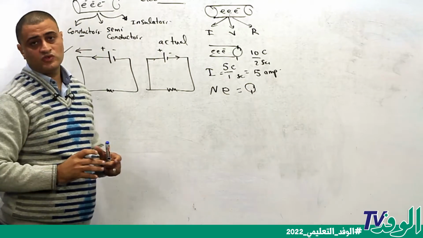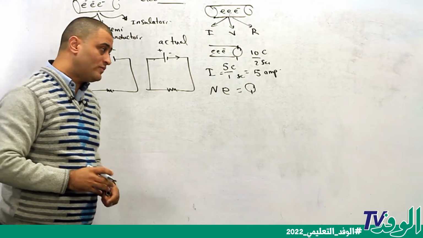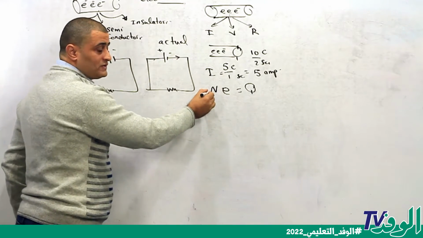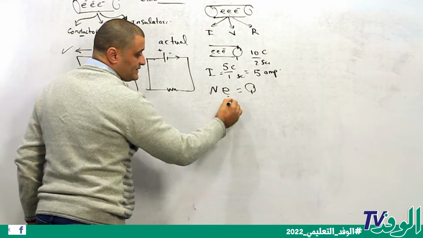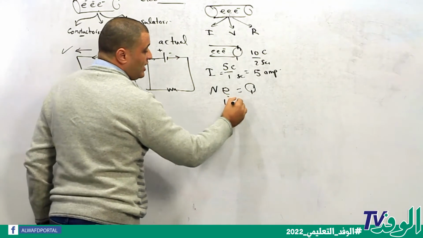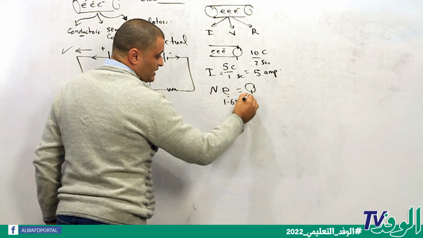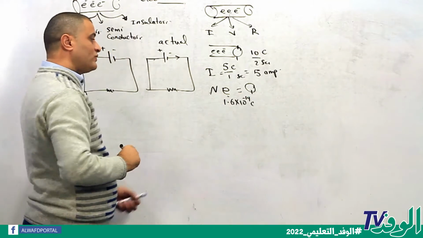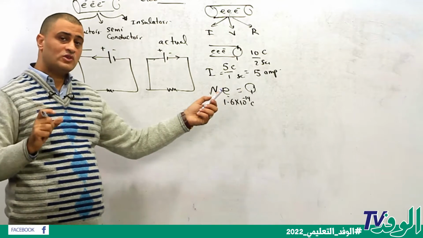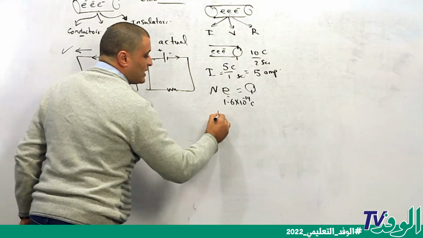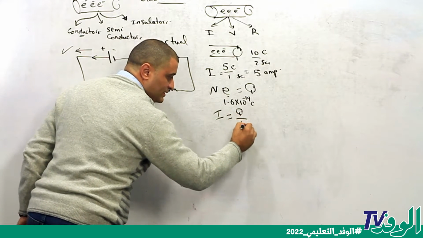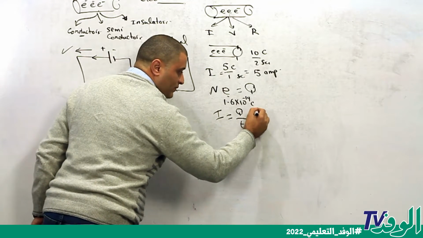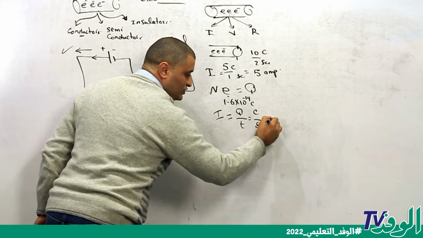Q is the quantity of charge, and its measuring unit is coulomb. N is the number of electrons passing through, and E is the charge of an electron, a fixed value, 1.6 multiplied by 10 to the power negative 19 coulomb. From this rule we can calculate the quantity of charge, and finally the electric current intensity, I equals Q over T, coulomb per second, which equals ampere.